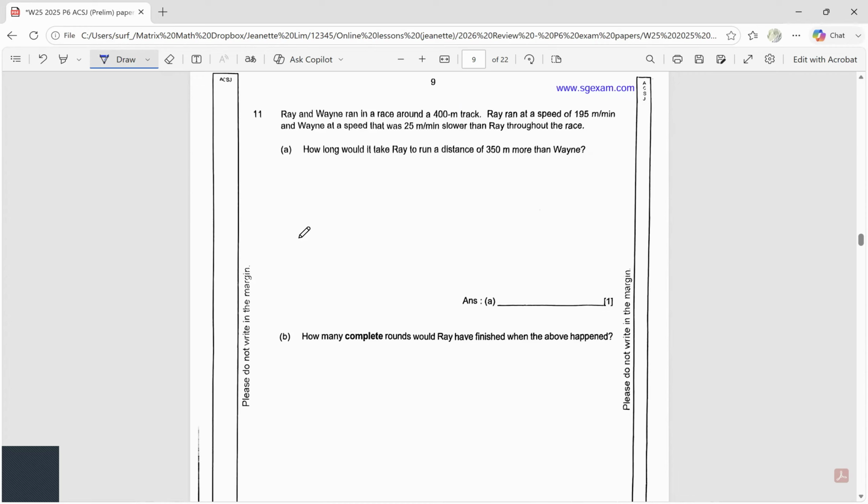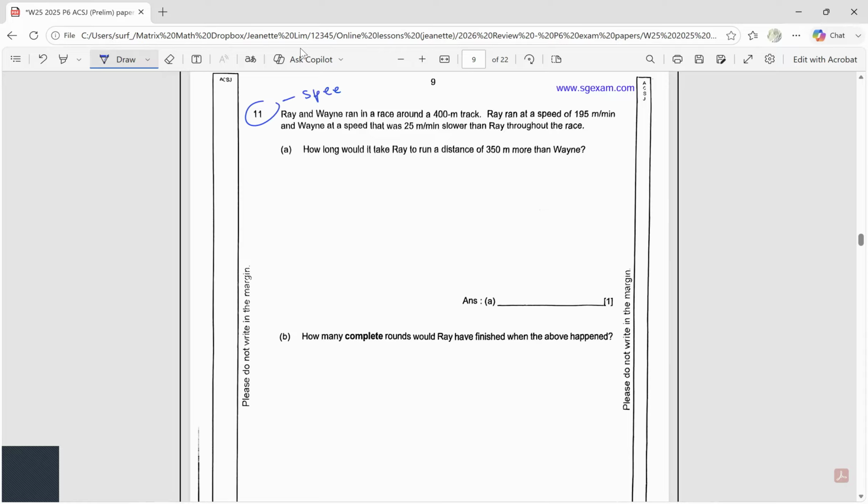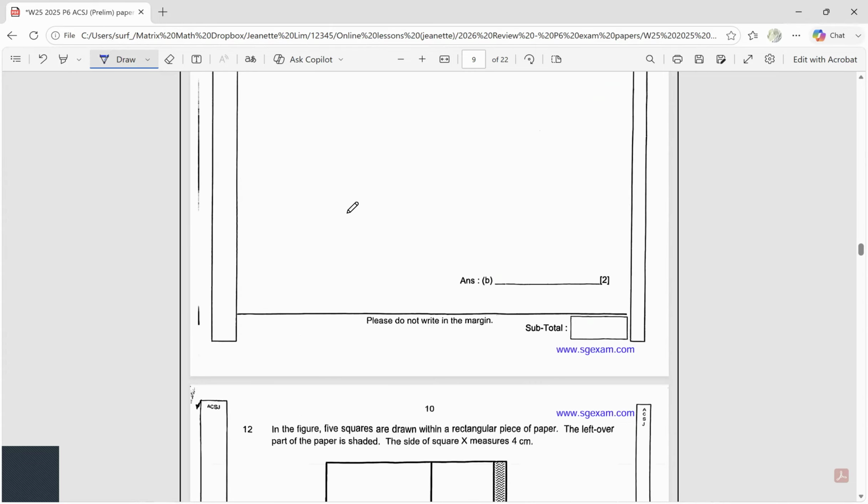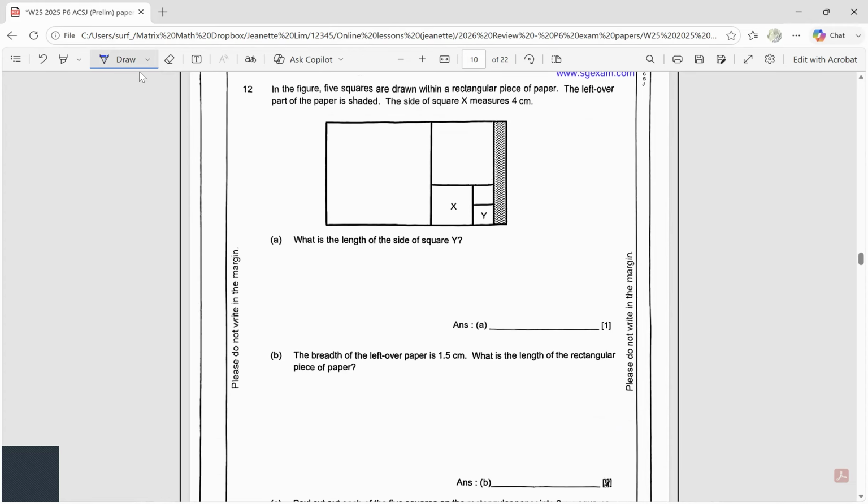Question 11. Sorry, this is a speed question, so it's not tested in the new syllabus. So let's skip this. Question 12.